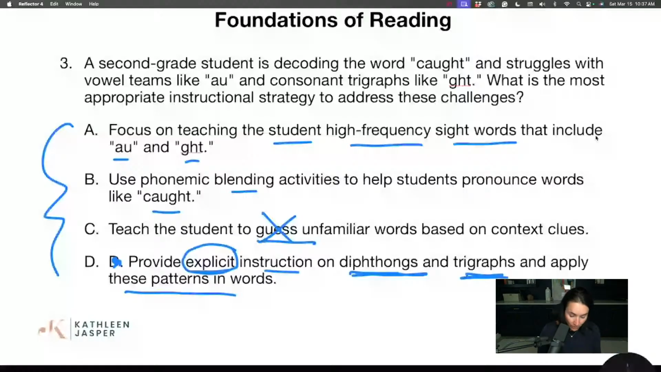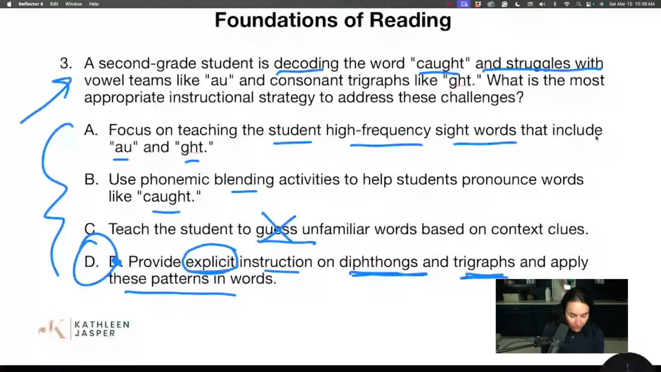So because I have the word explicit instruction here, I like it. I'm circling it. Let's go ahead and read. A second grade student is decoding the word caught. Okay, decoding means they're sounding it out. So that's a phonics strategy. We want to keep that in mind. If they're looking at a word, it's phonics. If they're not looking at a word and they're just doing the sounds, that's phonemic awareness and phonological awareness, okay?